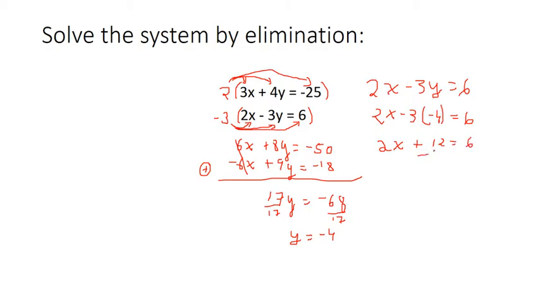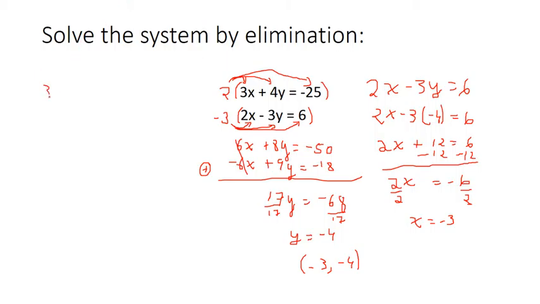I'm going to subtract 12 from both sides. So 2x is equal to negative 6. I'm going to divide each side by 2. So x is equal to negative 3. So the solution will be negative 3, comma, negative 4. This is one way to do the problem. Let me show you another way.